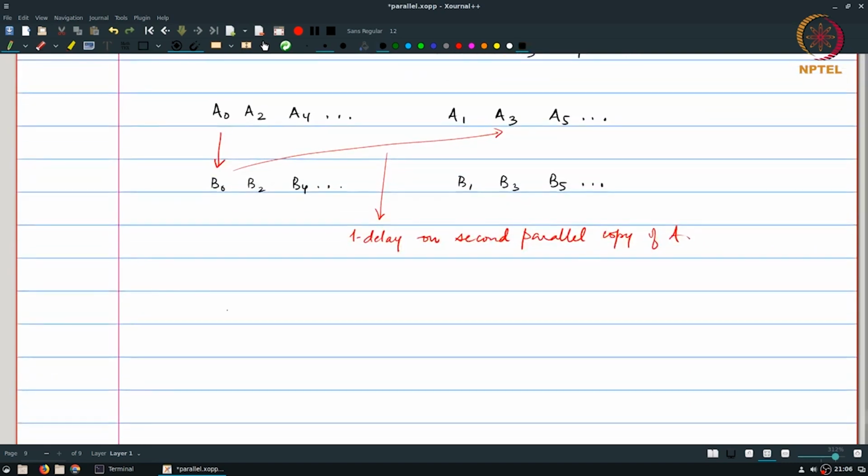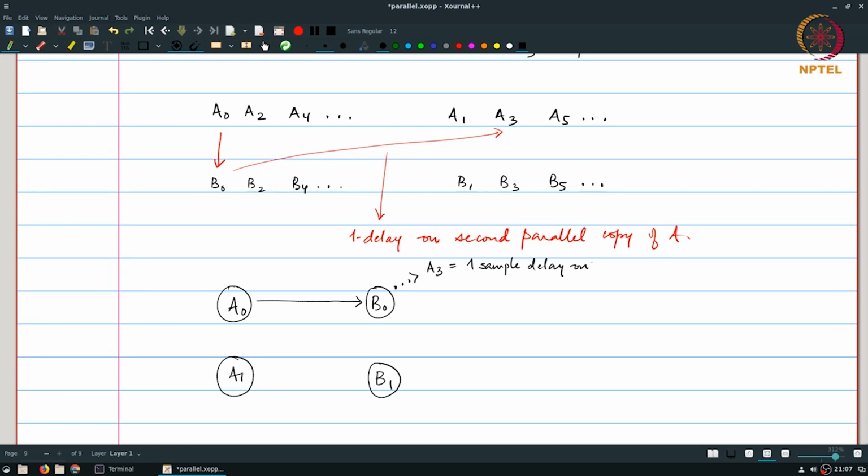Effectively, what we have in other words is, I have the two parallel pieces of hardware, A0 and A1, and I similarly have B0 and B1. From A0 there is a direct dependency to B0, but from B0 I need to essentially go to A3, which is a one sample delay on the hardware A1. In other words, it corresponds to one delay element as shown here.